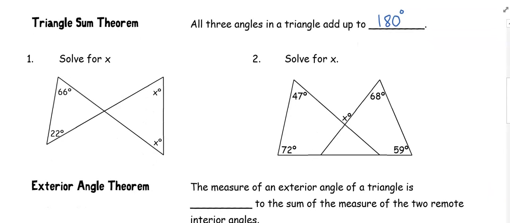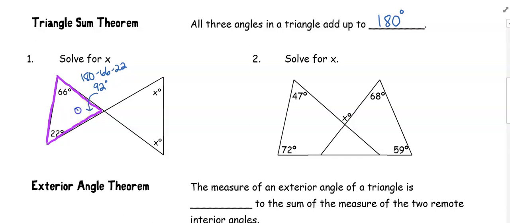So the first one here, we've got this bow tie looking problem, and I have two triangles. This first triangle here on the left, I'm going to concentrate on one triangle at a time using that Triangle Sum Theorem. I've got 22 degrees, 66 degrees. To find that missing angle in here, all three have to add up to 180. So I do 180 minus 66 minus 22. I'm going to take both of those angles away from 180 so that I can find that missing angle, which is going to be 92.